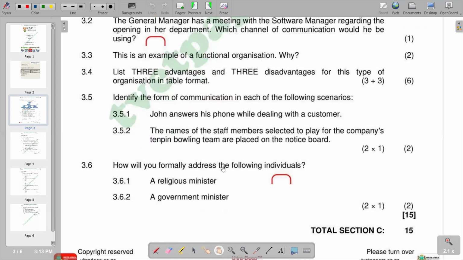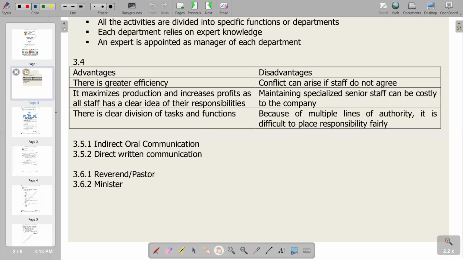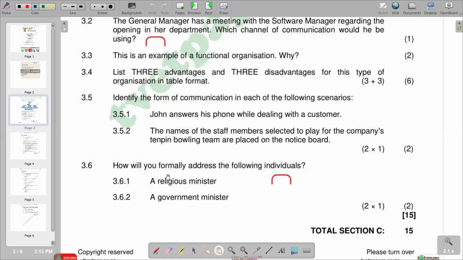How will you formally address the following individuals? We have a religious minister. How do you address that one? Obviously, we can call that a reverend. And then the government minister is simply called a minister. We can also call a religious minister a reverend or a pastor, and then you've got a minister. Those are the questions that we have according to this video.